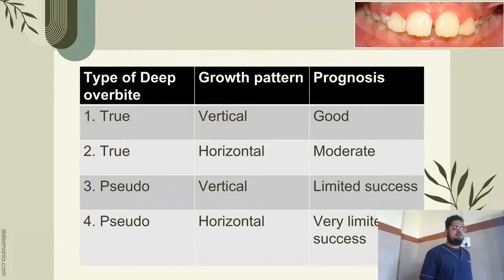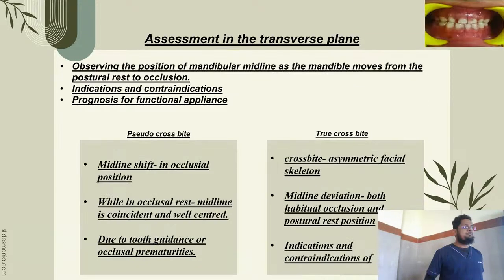So let's see the growth pattern and prognosis, by type of deep overbite. If there is true deep bite in a vertical growth pattern, it has a good prognosis. True deep bite has increased interocclusal clearance. In a horizontal pattern also it has a good or moderate prognosis. Pseudo deep bite with a vertical growth pattern has a limited prognosis, and pseudo deep bite with a horizontal growth pattern has very limited success in functional appliance therapy.